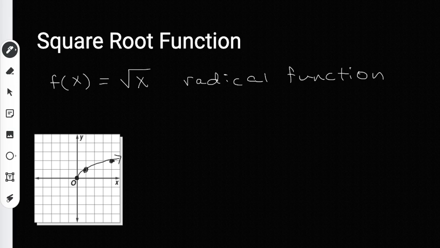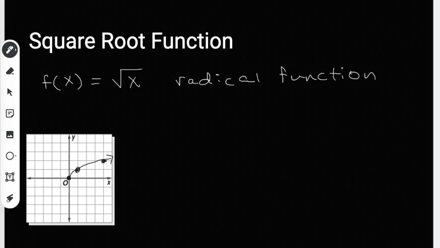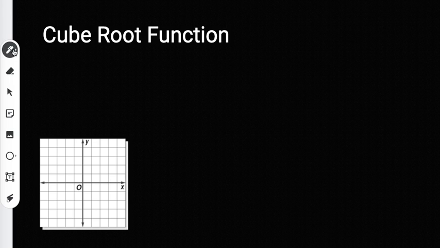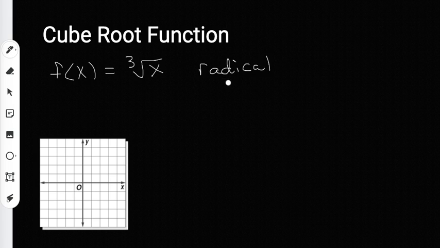Now let's talk about something that's related to the square root function, the cube root function. So the cube root function is going to be written like this. The formula is going to be f of x equals the cube root of x. So the cube root of x is also a type of radical function because it has a radical, the cube root. So this is also a radical function.